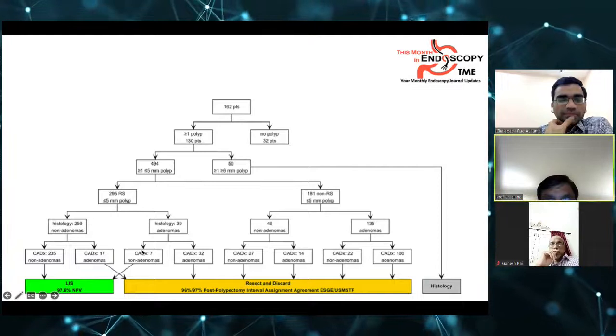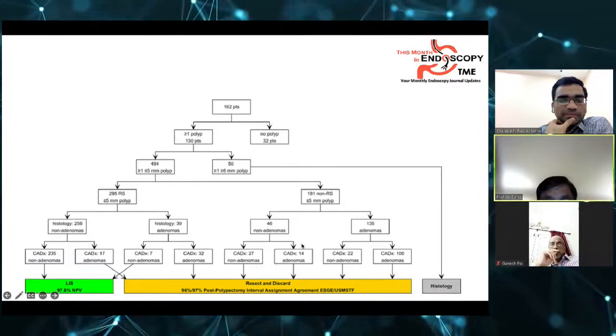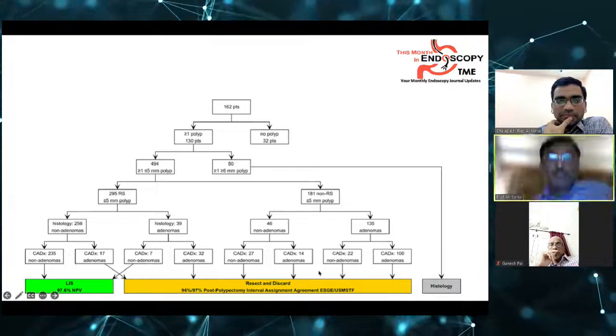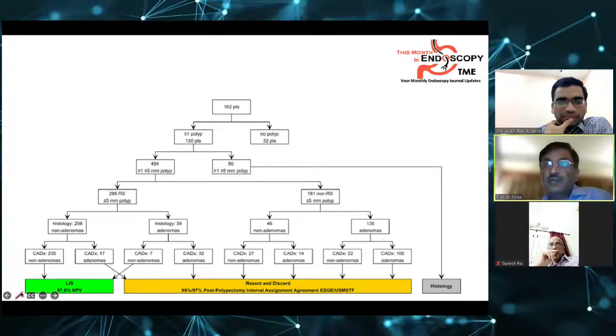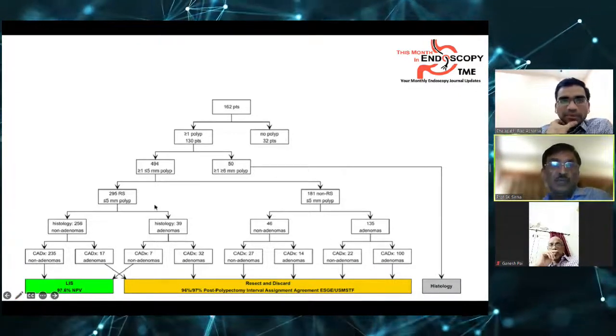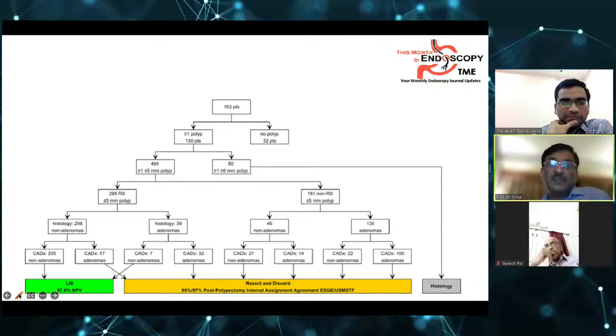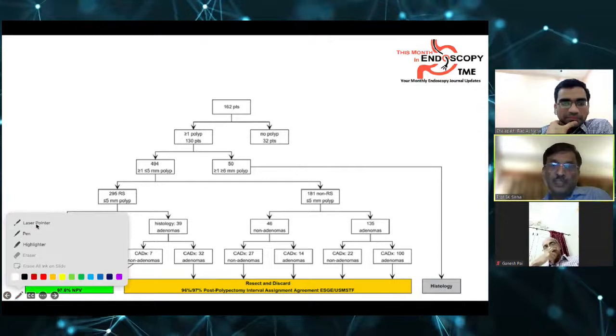And in the larger polyp group, 135 adenomas, and it goes wrong in 22. So almost 20% it is going wrong. So I will interpret that because every missed adenoma is a litigation. So that is point number one.